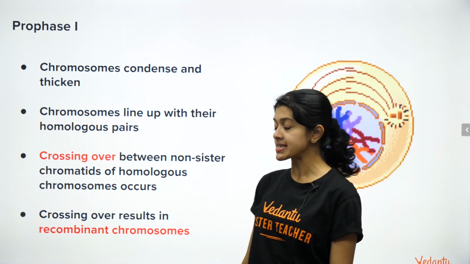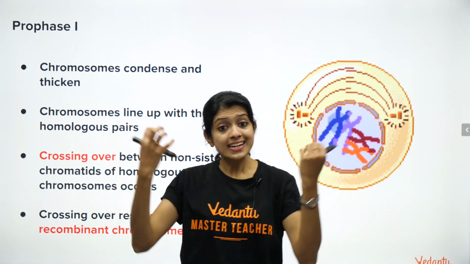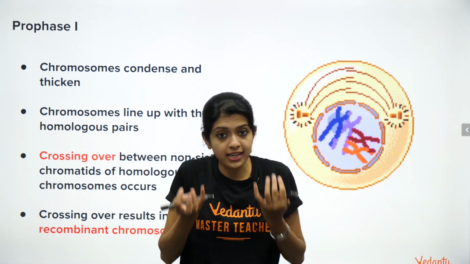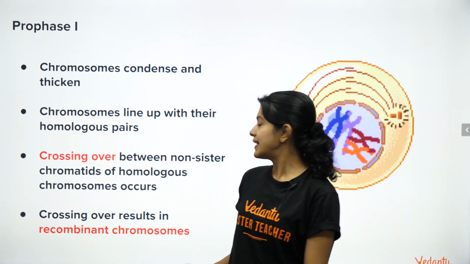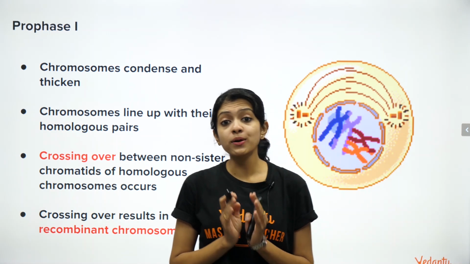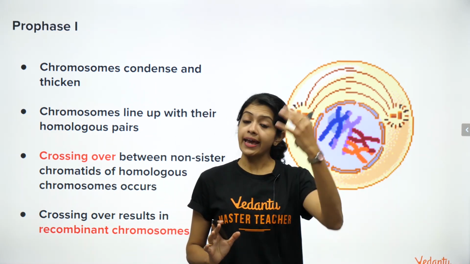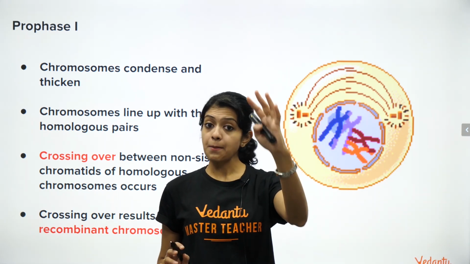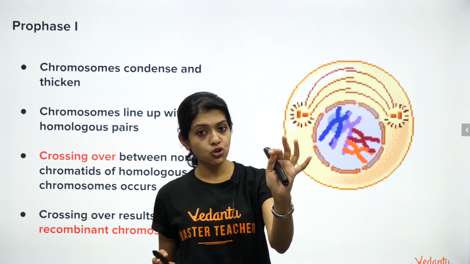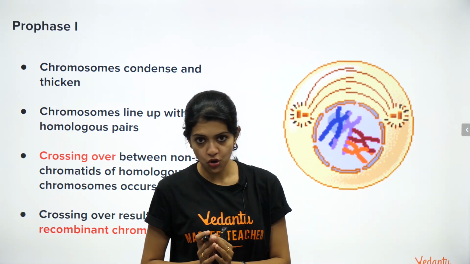Here what happens is, similar to mitosis, the chromosomes or the chromatin condenses and thickens into the X-shaped structures that we are familiar with, right? And chromosomes line up with their homologous pairs. I've explained what homologous chromosomes are in my previous sessions. Just in case you can't recall that, please do make it a point to go back to those session videos and understand what homologous chromosomes are.